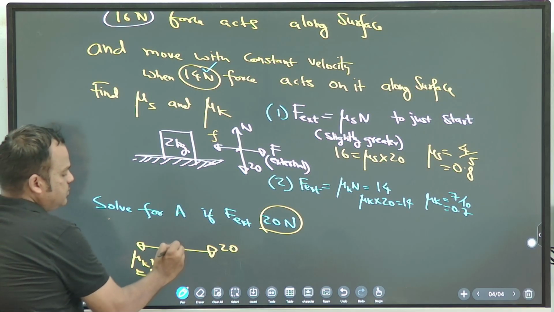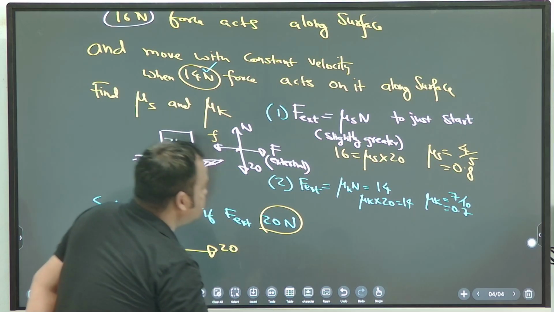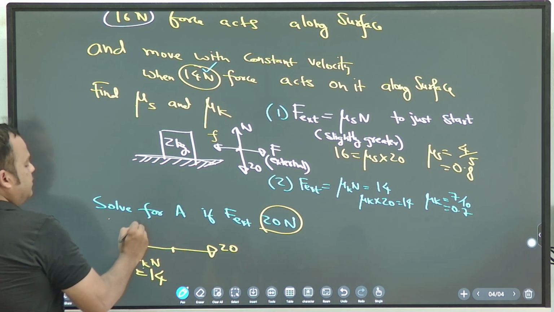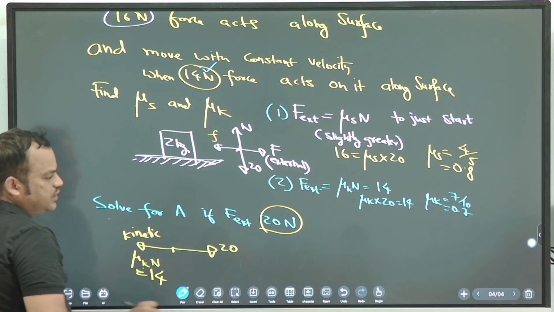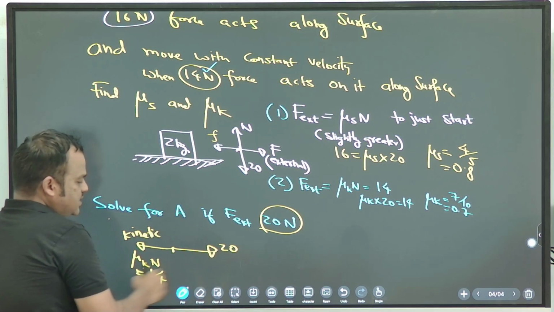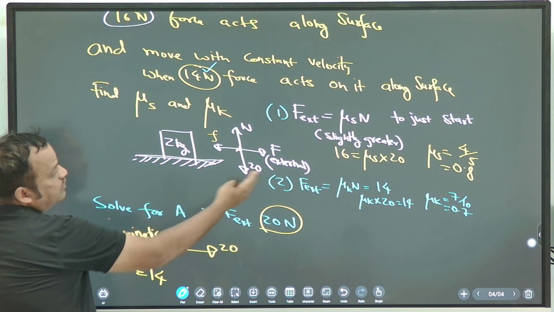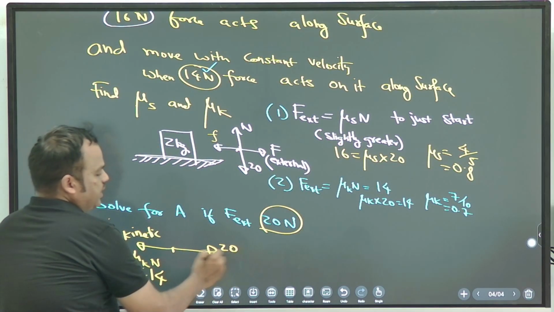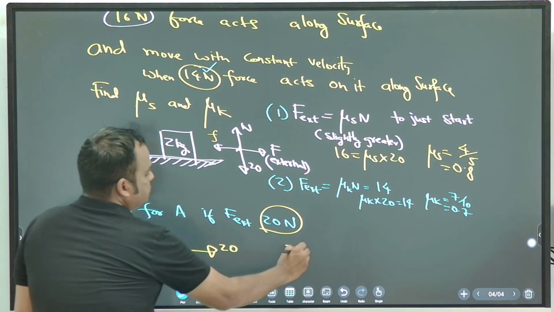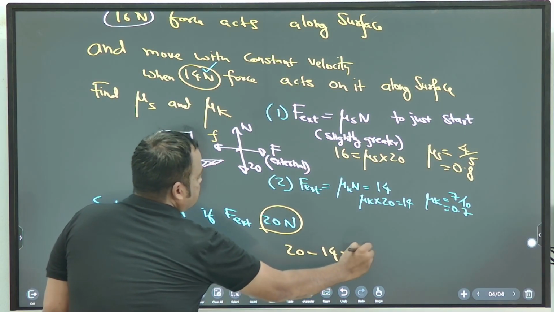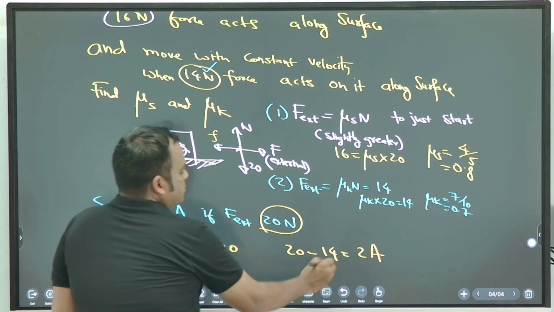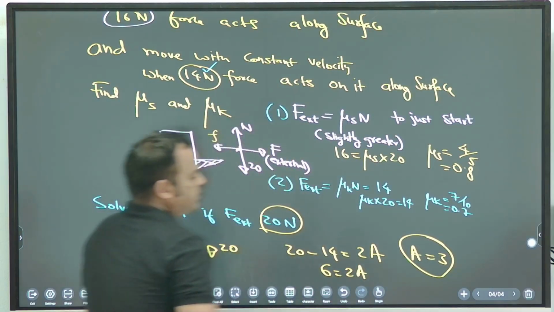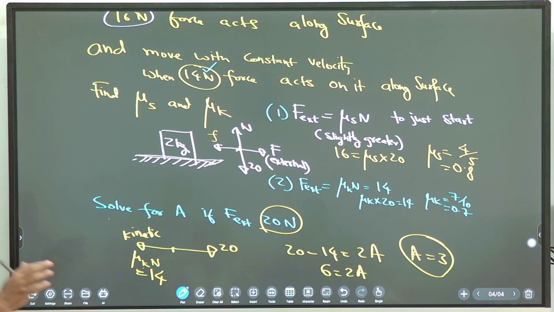Okay. So it is sliding. So friction is what? Kinetic. It is sliding, so friction is kinetic. Understood? So how will you find acceleration now? Kinetic friction is mu k n, which is 14. So tell me, how will you find acceleration? 20 minus 14 is equal to ma. So 6 is equal to 2a. a is equal to 3. Okay, clear?